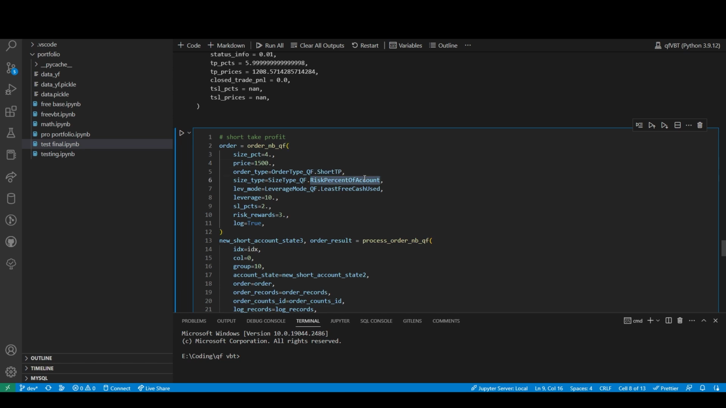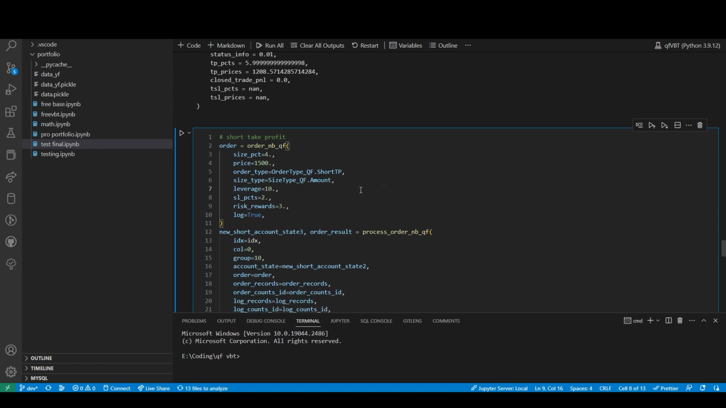Size type is amount. Leverage mode doesn't matter. Leverage doesn't matter. Stop loss percent doesn't matter. Risk to reward doesn't matter.